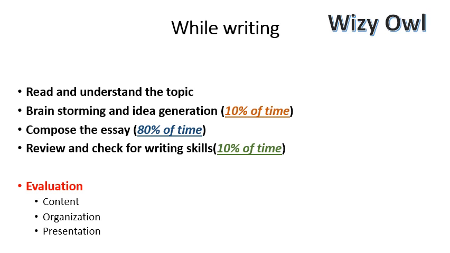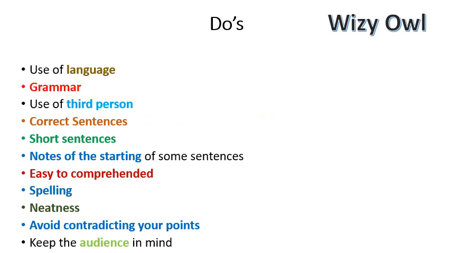Now, for composing the essay, use 80% of the time and use the remaining 10% of time for reviewing and checking for writing skills. Now, while evaluating, three main things need to be checked for, that is the content, the organization and the presentation of the essay. Now let's look at some do's and don'ts for writing essays.